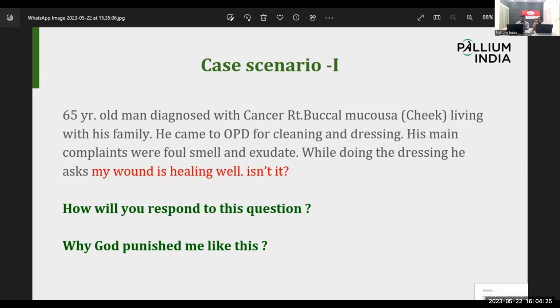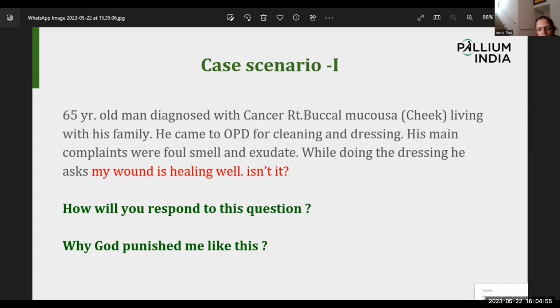So whenever we say something to the patients, you have to be careful. You have to give a proper instruction to the patient. Anna, do you want to add anything? No, sister, you are right.